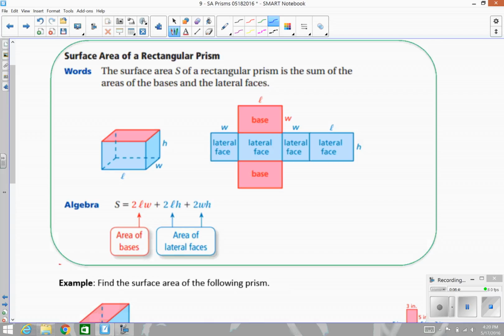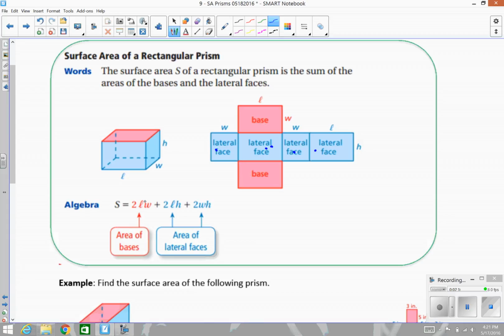So there's actually a nice formula that we can use for rectangular prisms. If we look at the diagram and the net for that 3D prism, you should see that there are two bases, and then you have two lateral faces that are the same here, and two that are the same here, just like we saw on the last page. So what you end up doing is the length times the width to get the area of the base.